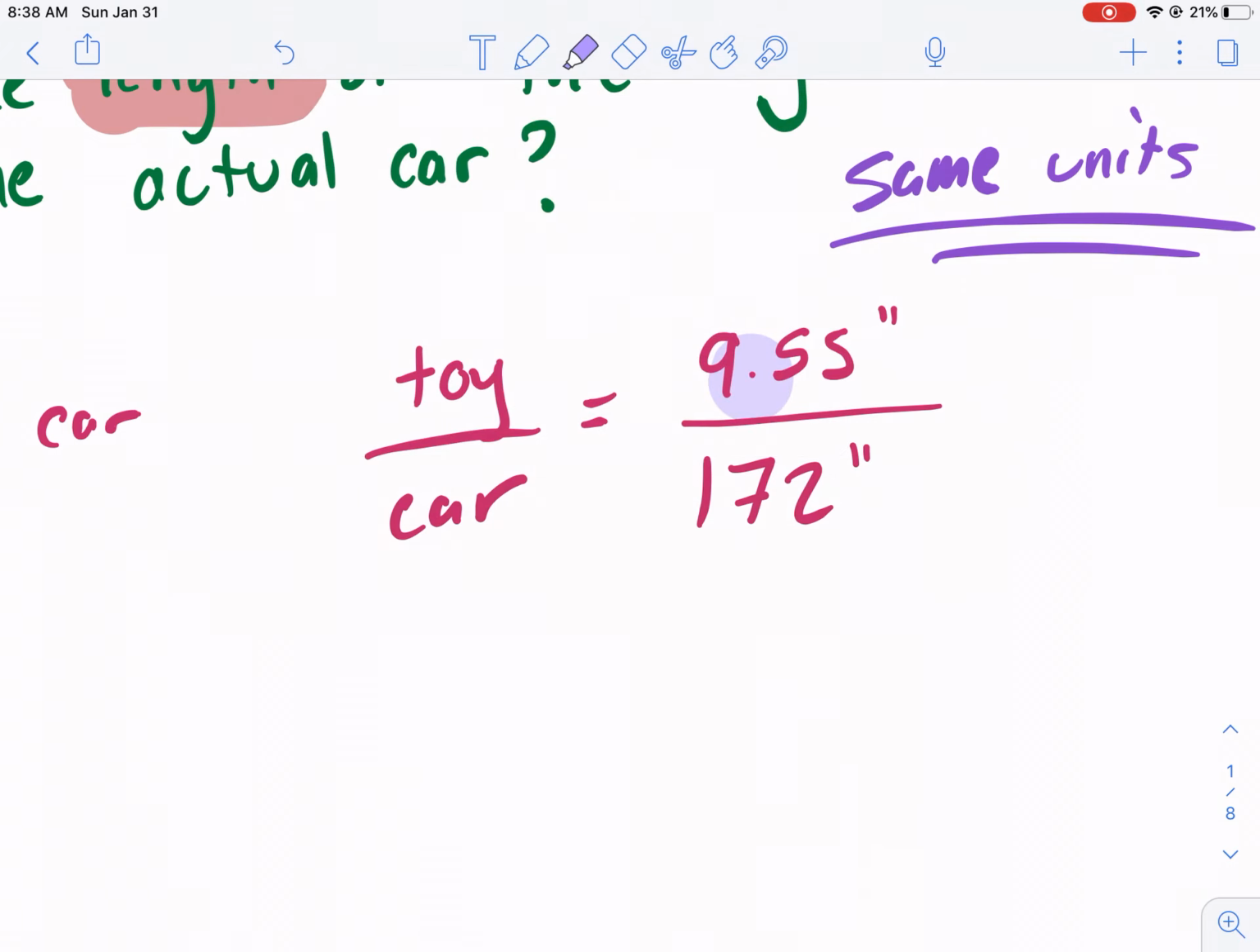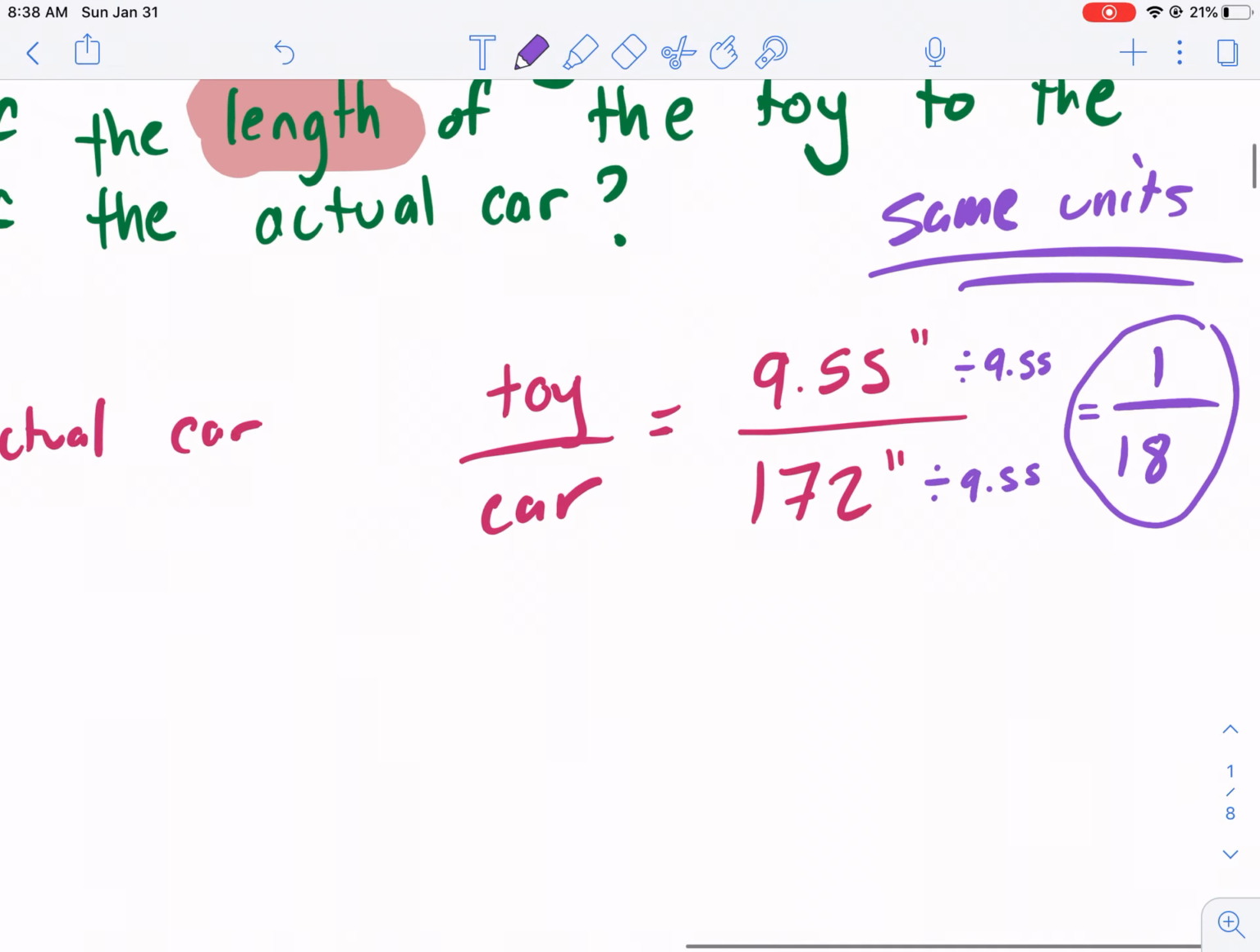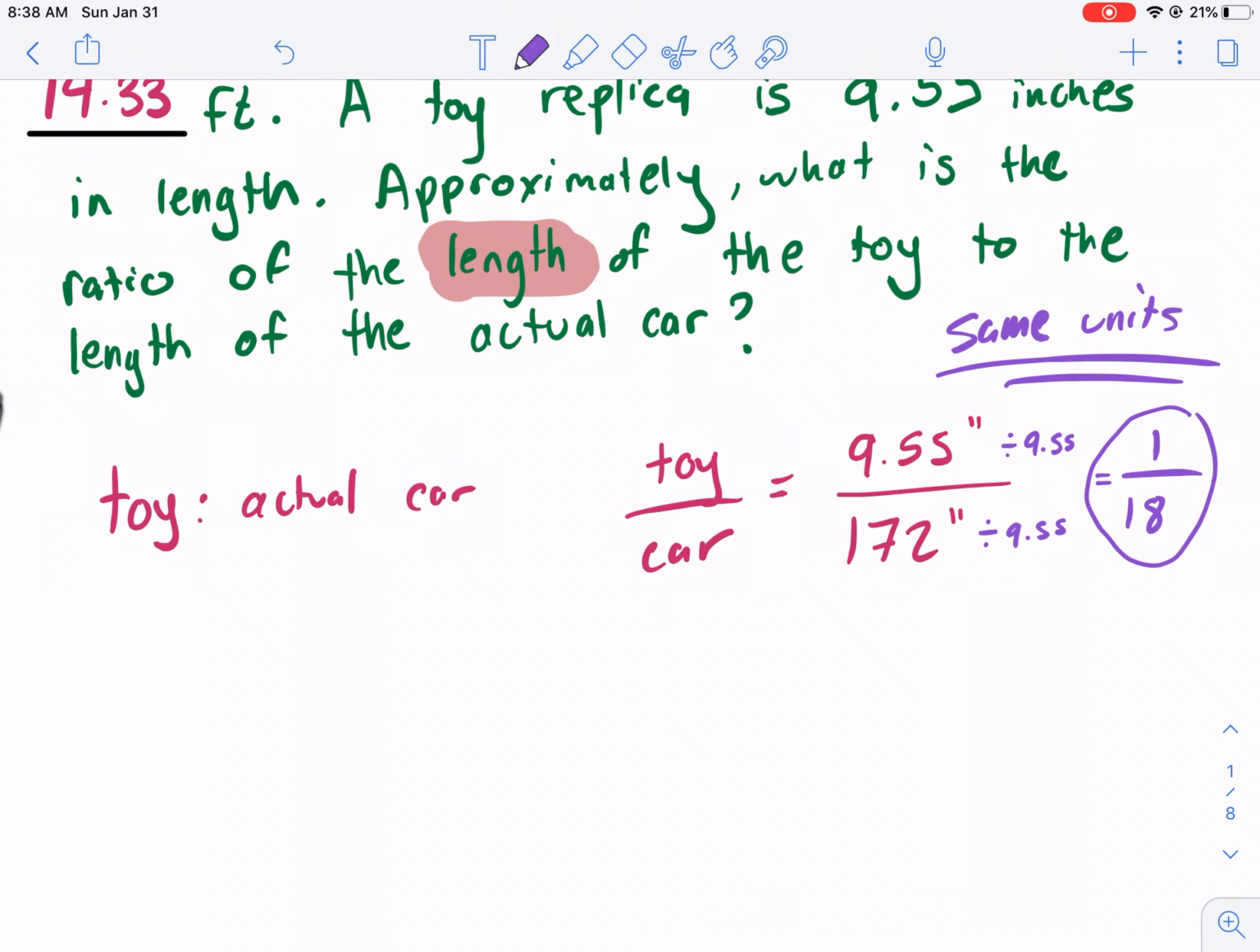So what we should be doing here is converting this to have whole numbers. The way to do that is to divide both the top and bottom by 9.55 to get that top number to be 1, and hopefully the bottom number will look a lot better. As we do that, we do 9.55 divided by 9.55, we get 1, of course, and then we do 172 divided by 9.55, and I'm going to round it a little bit, 18. All right, so there's our final answer. There's the ratio, 1 to 18.